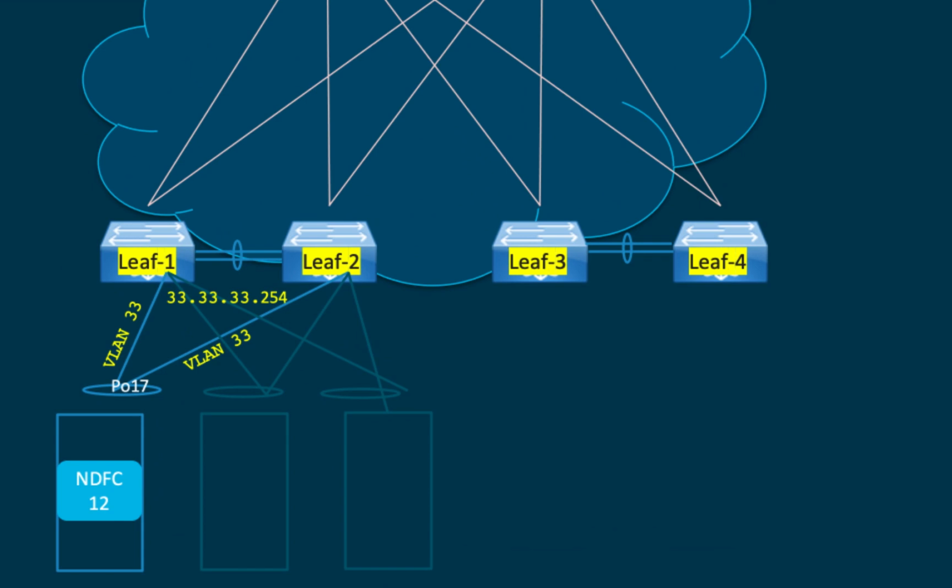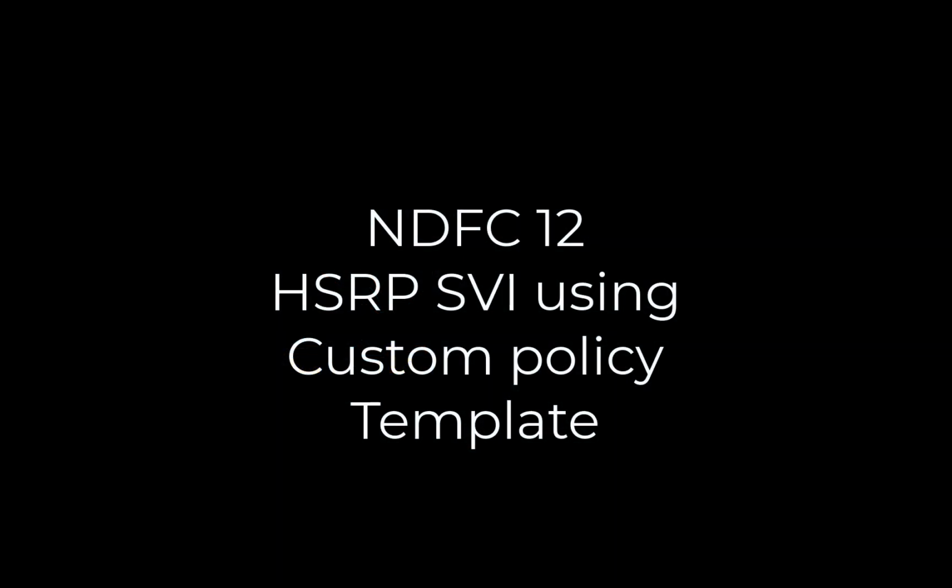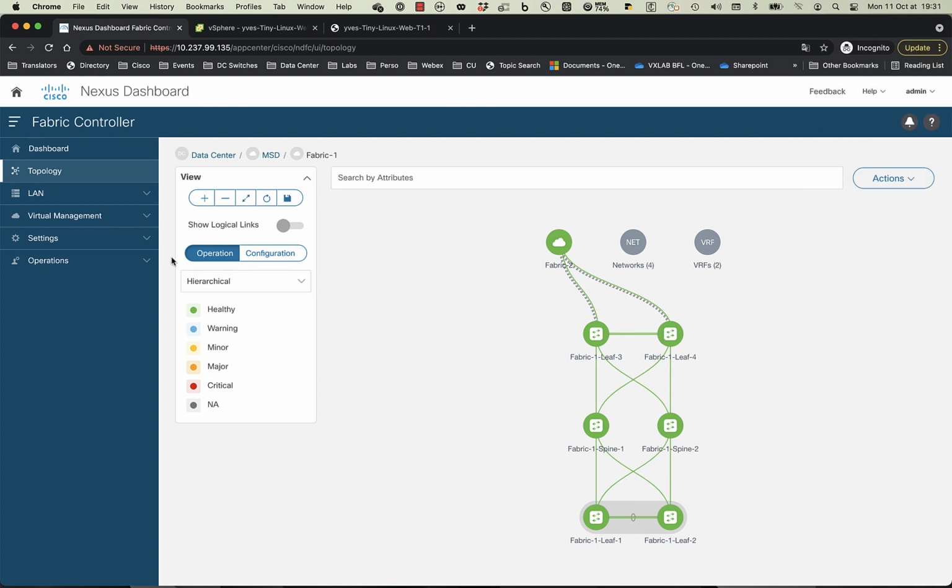To enable the endpoint locator, we need the fabric controller to communicate with the route reflectors using the in-band management. To achieve this, we need to create an SVI for the data interface VLAN on the virtual port channels attaching the Nexus Dashboard. We will use a custom policy template to create the HSRP VIP for this SVI. So we need to configure the HSRP SVI for VLAN 33 to allow the data interface of the fabric controller to communicate to the default VRF via the in-band management.